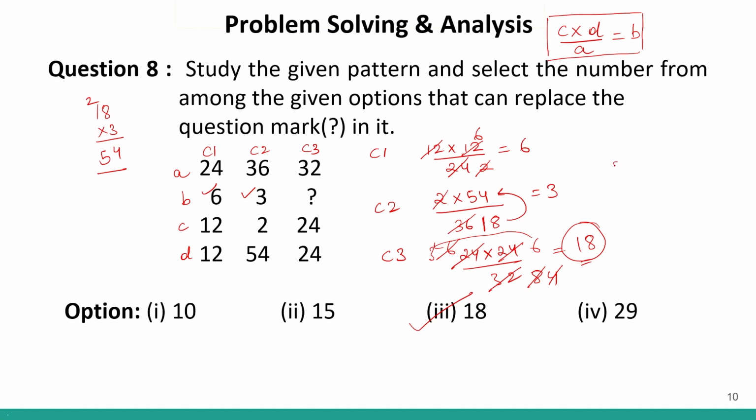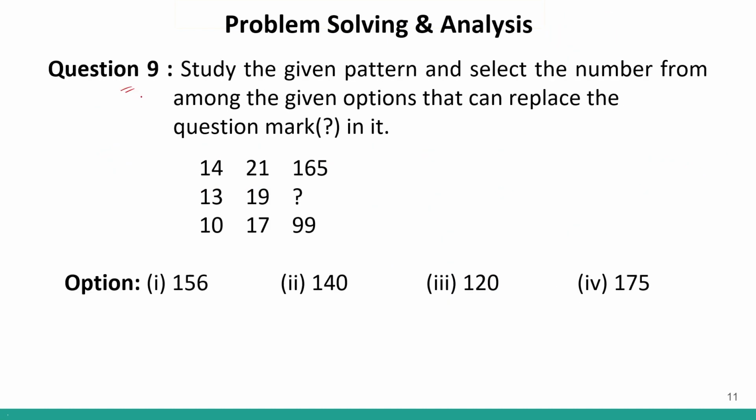Okay. So 24 into 24 by 32, which is C into D by A, gives us our B, which is 18. And 18 is your correct answer. Clear? So question number 9. Now, again a 3 into 3 logical grid.